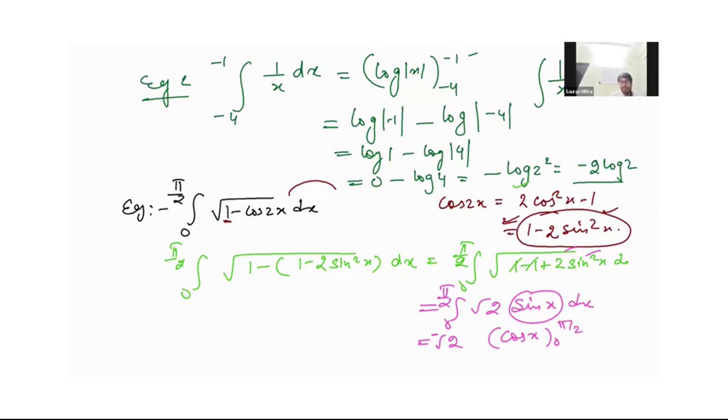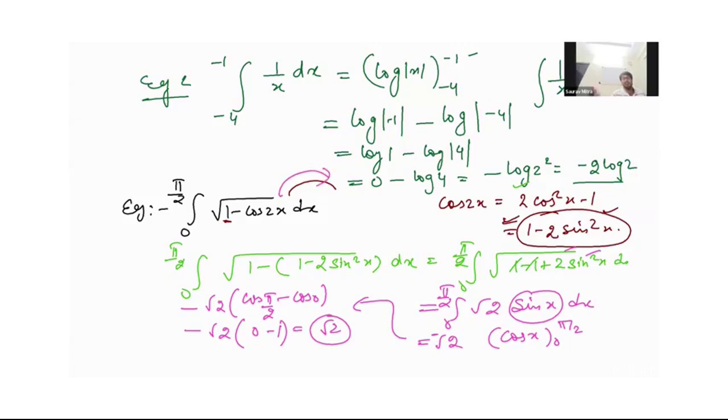So I am writing here: minus root 2 cos pi by 2 minus cos 0. Cos pi by 2, that is cos 90, is 0, minus 1. So it is minus root 2 times minus 1. The answer is root 2. In the trigonometric case we have to be very alert, because we don't know whether the given function is integrable or not, but we have to change this function to one which is easily integrable.